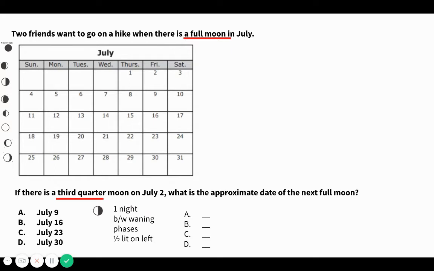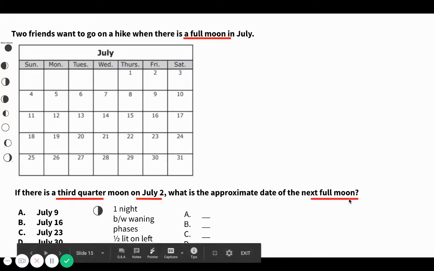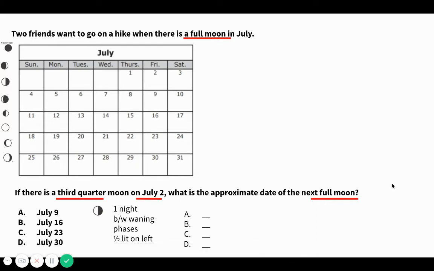I'm also going to underline July 2nd so that I know when the third quarter moon is occurring here. What is the approximate date of the next full moon? I'm underlining full moon once again, and I'm going to write down everything I know about it, including drawing a picture of the moon fully reflecting the sun's light, and it only lasts for one night.